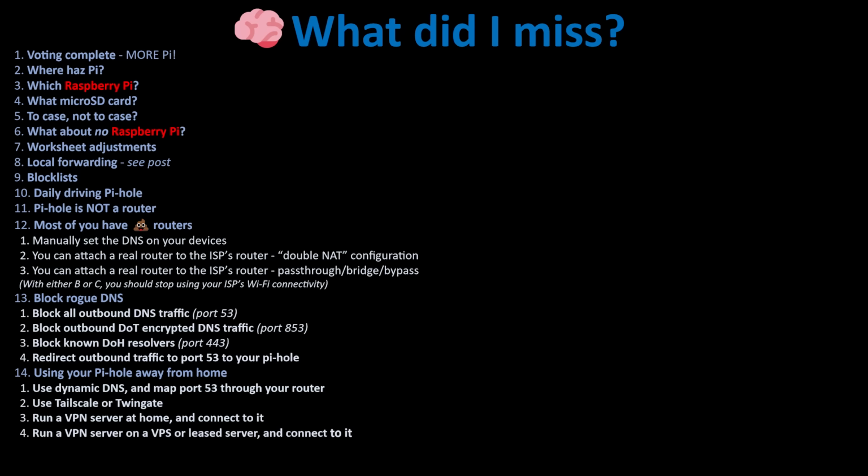3. Stand up a normal VPN server at home and connect to it. This has similar drawbacks to number 1, but does have the advantage of letting you access multiple Pi-holes in your redundant configuration. And 4. Stand up a VPN server on a VPS or leased server and connect to it. This is probably the best option, but it is usually also the most expensive one too. Additional benefits of this are that you can probably stop using a third-party VPN provider, and you can share the VPN and Pi-hole with friends and family.